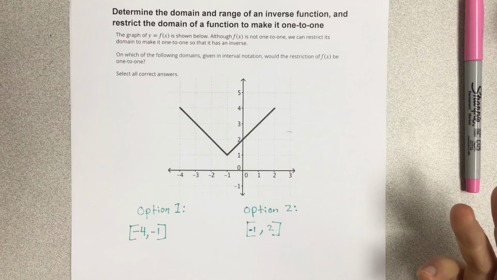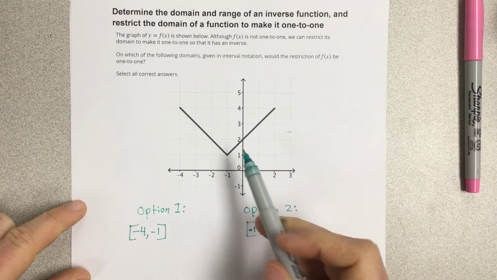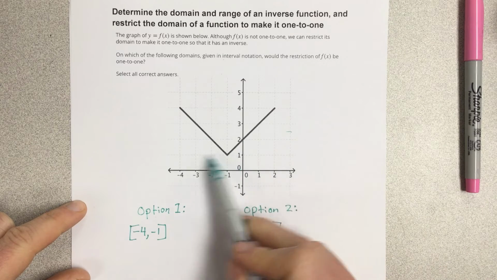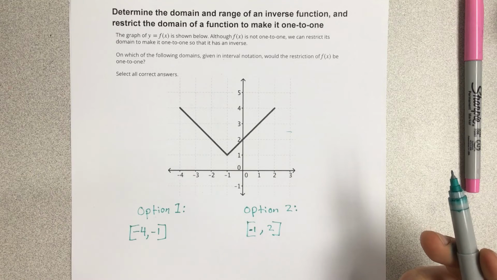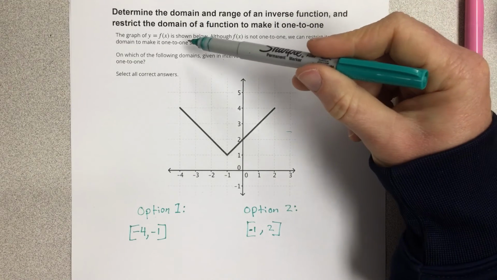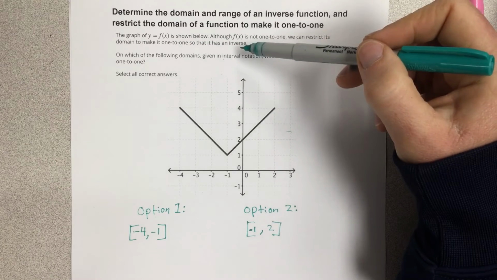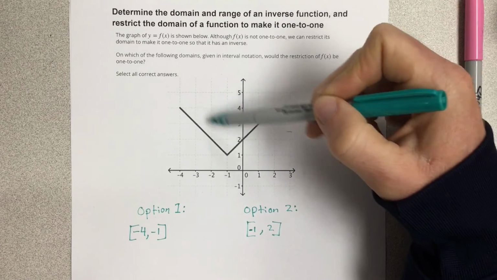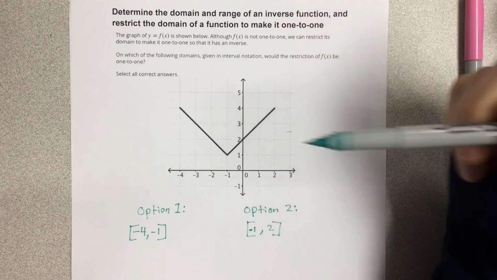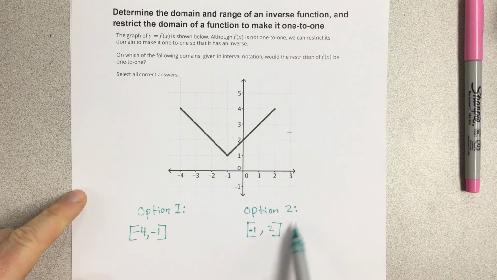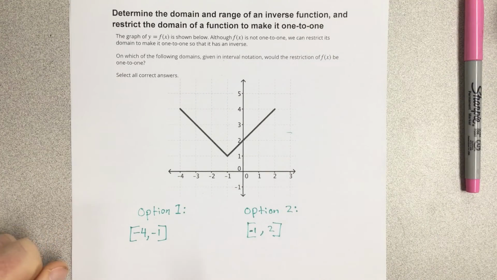I've got one of those two options. That's all I've got. I need to restrict the domain to either this side or this side in order for it to pass the horizontal line test to be one-to-one so that it has an inverse. Otherwise, this V function does not have an inverse. But if I say that the domain is just the right piece of it, it would be linear, and I could find the inverse because it would be one-to-one.